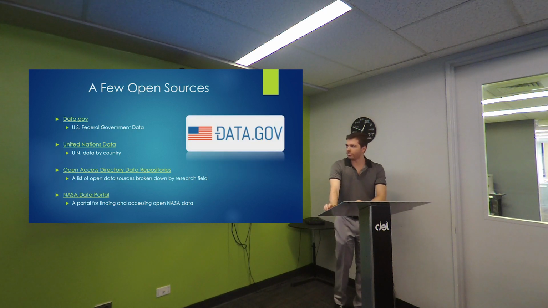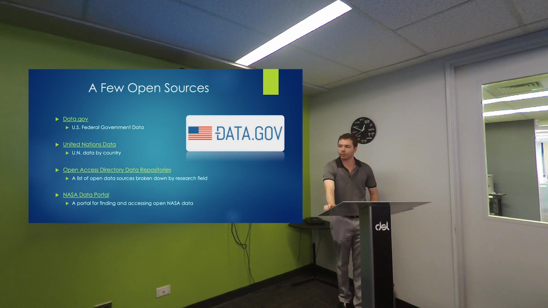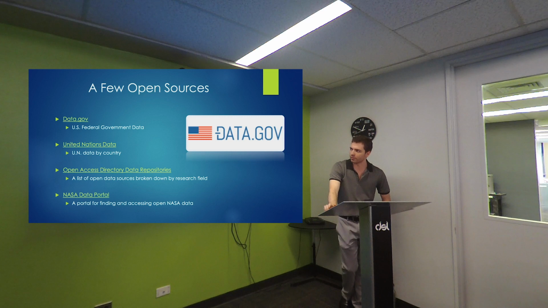And here we have just a few open sources. The research guide has a lot more. These are just some of the most important ones. Data.gov has all of the federal government data, and it's probably your go-to source in most cases. And then we have United Nations data, which also has aggregated country data. And the NASA data portal is also useful for, or at least relevant for our students here.